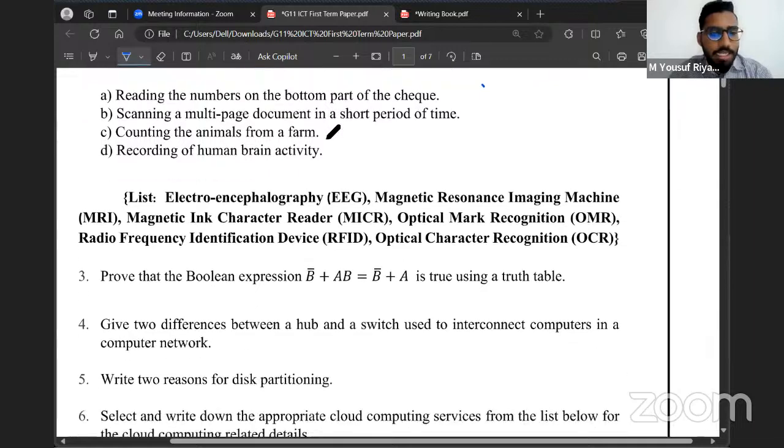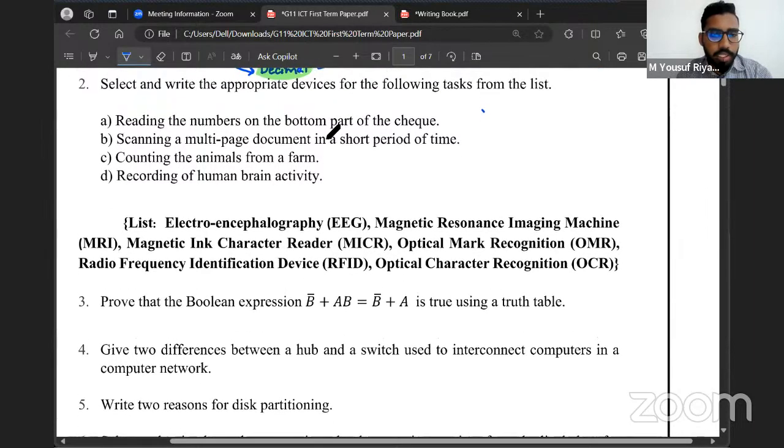The next one. Select and write the appropriate device for the following task from the list. Read in the numbers on the bottom part of the check. What is the device we have for this? For this, you need the grade 10 second lesson knowledge. What is the device we use for this? Exactly. We use a MICR. It's a magnetic ink character reader. Okay, we use a magnetic ink character reader.